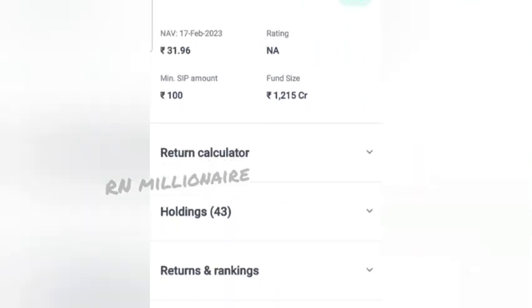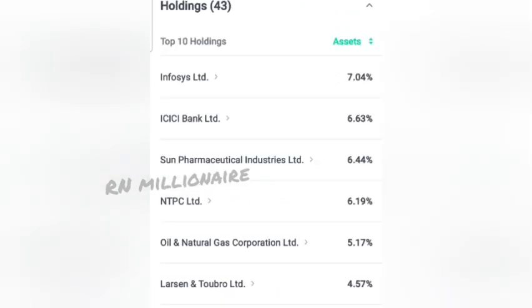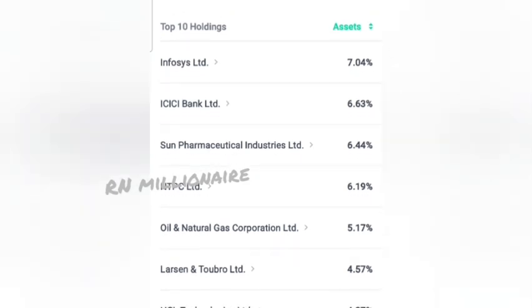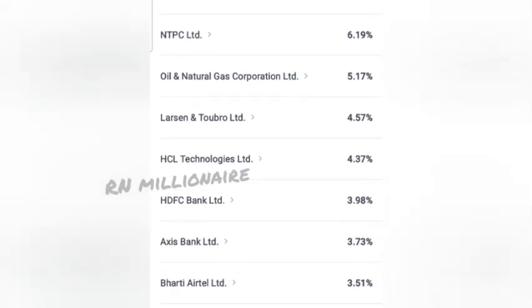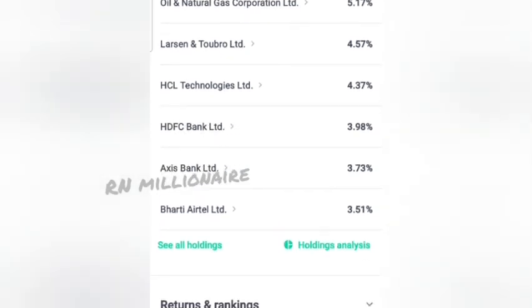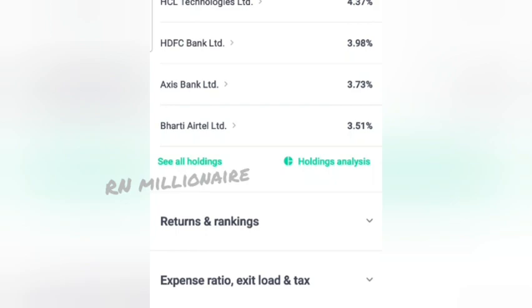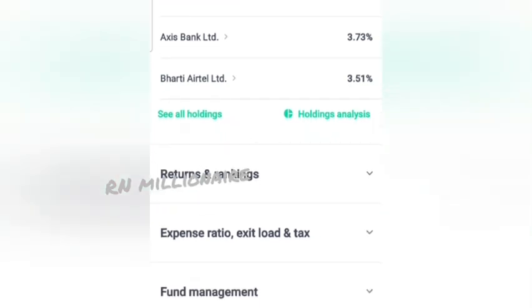Let's look at some of the top companies held by this kind of fund: Infosys Limited, ICICI Bank, Sun Pharma, NTPC, ONGC, L&T, HCL, HDFC, Axis, Bharti Airtel.